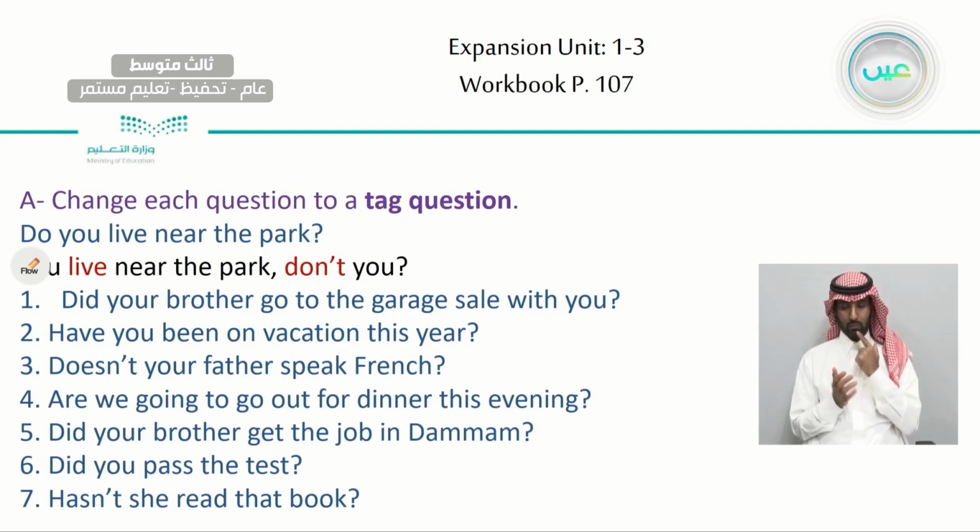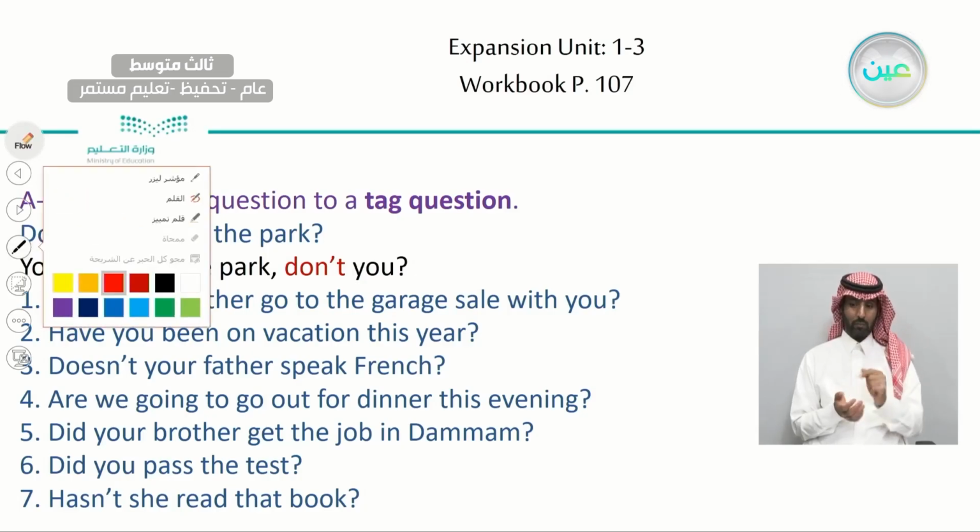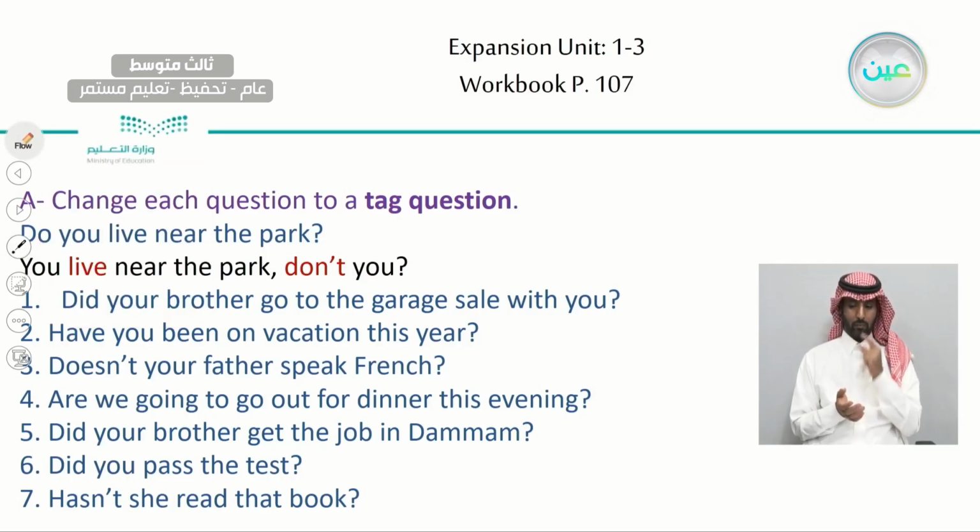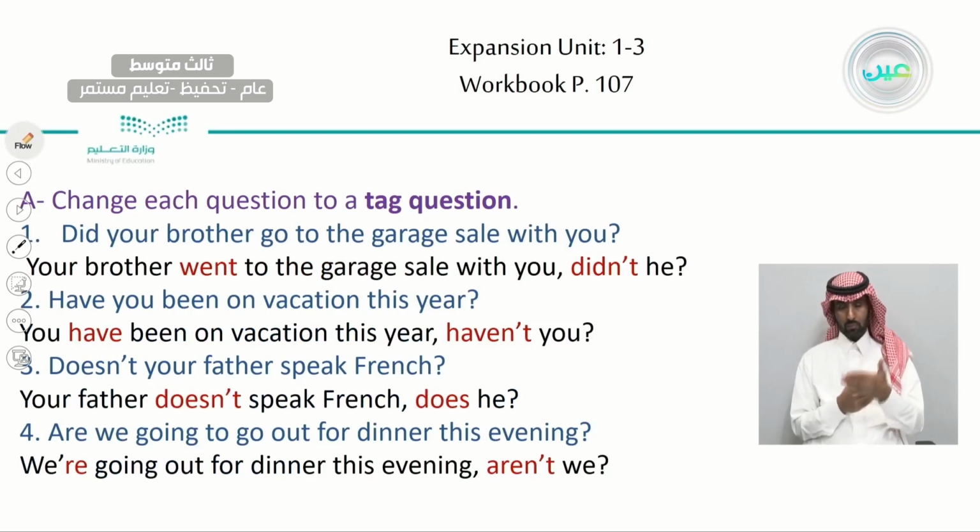Let's start with 107. The first exercise here, you have to change each question to a tag question. Here you have a regular question. Do you live near the park? You have to change it to a sentence. You live near the park, then a comma, then you add the tag. Don't you? Okay, we have from 1 to 7. I'm sure you did it all. Let's go through the answers together.